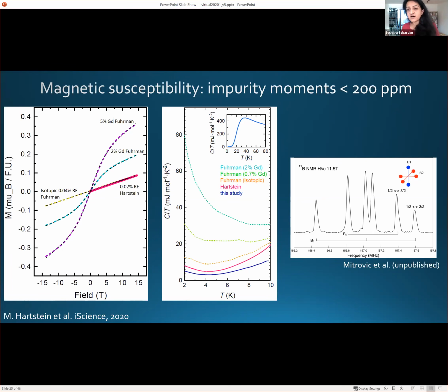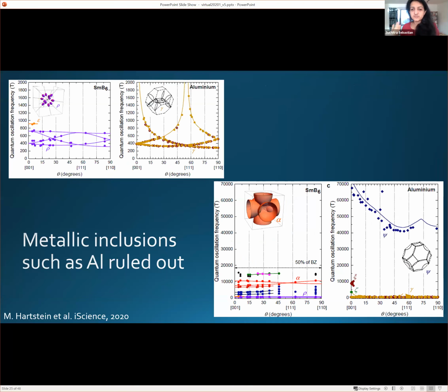Also, NMR that our collaborator Leslie Mitrovich has done, you can see very sharp well-defined line shapes, which indicates high purity and no distribution of impurities. So the second thing is there was a lot of discussion about aluminum flux, and so I don't need to get into that. However, it is interesting to look at the fact that, on the left, you can see that at the low frequencies, there is similarity between samarium hexaboride and aluminium. So it's interesting to probe this and to understand why this might be happening.